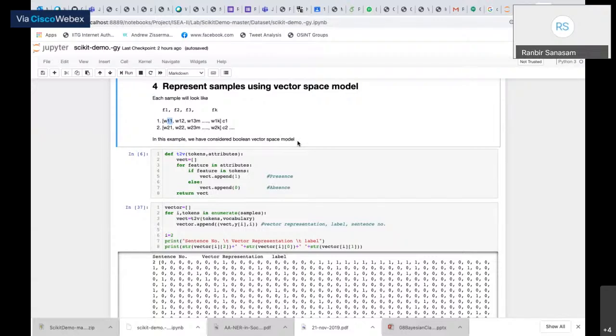Instead, you can also say how many times this unique word is present in the tweet. That is called term frequency. Likewise, you can have TF-IDF, BM25, and so on. You can have different weighting methods, so it is up to you which weighting method you use. This is the index weight. In this example, we have considered the Boolean model, which means we have just considered presence or absence. If a unigram is present in a tweet, then I say 1, otherwise it is 0.